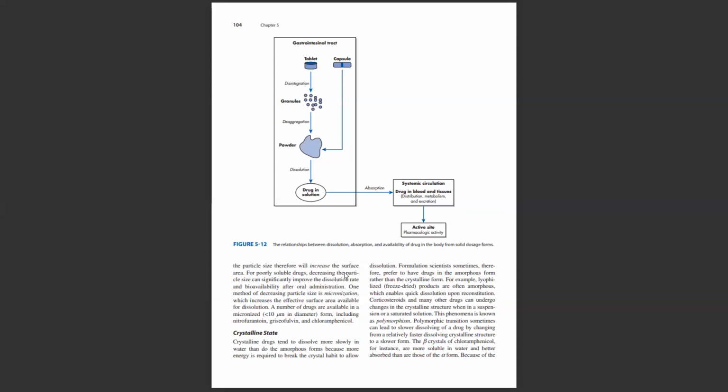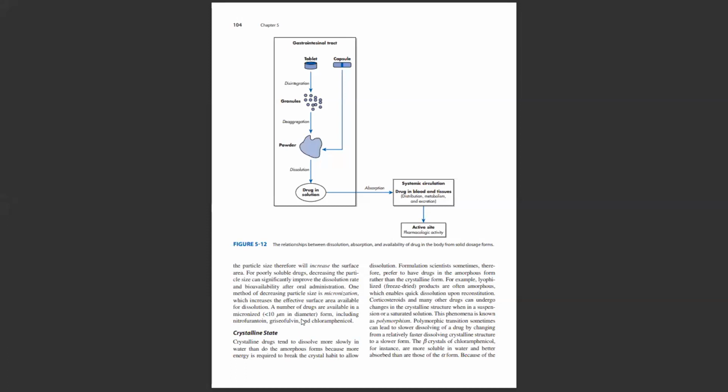For poorly soluble drugs, decreasing the particle size can significantly improve the dissolution rates and the bioavailability after oral administration. One example of this method is micronization. A number of drugs available in micronized form are nitrofurantoin, griseofulvin, or chloramphenicol, and also something like creatine in the micronized form.